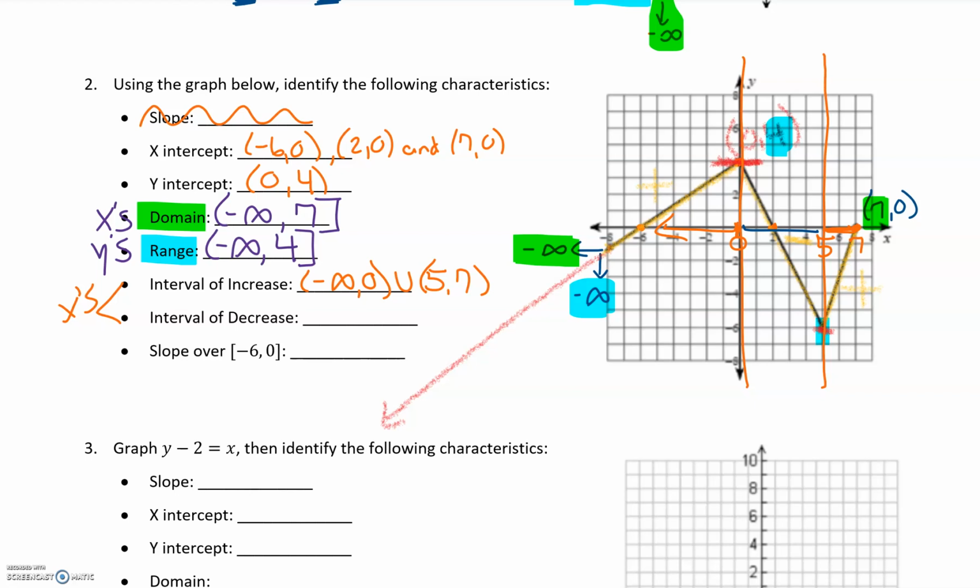Then the interval of decrease is the negative slope piece. Well, that's the piece in the middle, in between 0 and 5. Notice how that kind of fits in between the other two that we wrote for increasing.